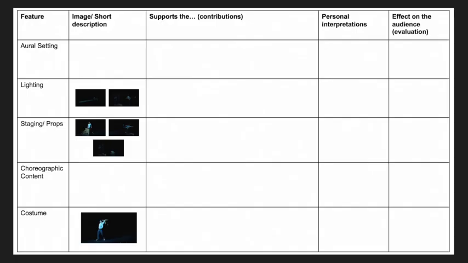For your homework, you now need to download and complete the homework table. This homework table asks you to write down how the choreographic content, for example, supports the contributions of the piece. The contributions could refer to the choreographic intention, the stimulus, or the choreographic approach. You are then required to give your personal interpretation of the choreographic content and then how the choreographic content has an effect on the audience.